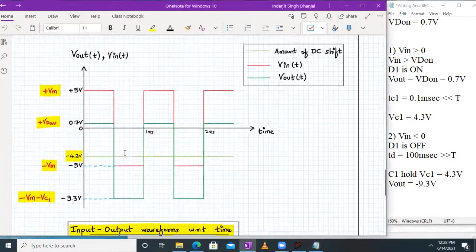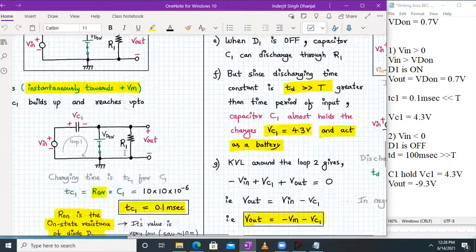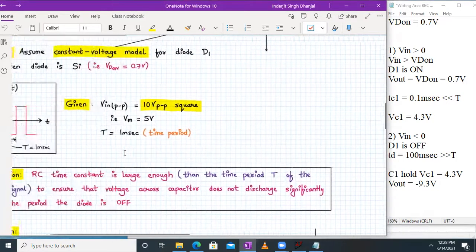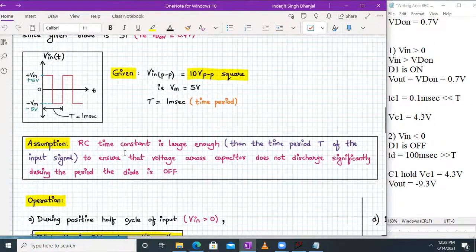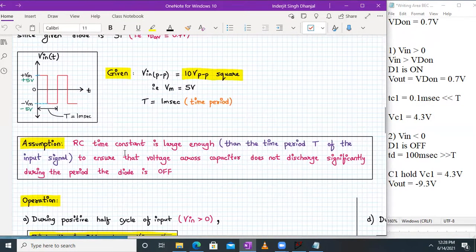Now let us quickly check these waveforms in LTspice. Let me go back to the circuit. One more thing before we go to LTspice. For every numerical or every design of your clamper circuit, we have to write this assumption. And what is the assumption? That the RC time constant is larger than the time period of the input signal, to ensure that the voltage across the capacitor does not discharge significantly during the time the diode is off. This is the underlying assumption, and we have to write it in all cases. It is true in this numerical also.